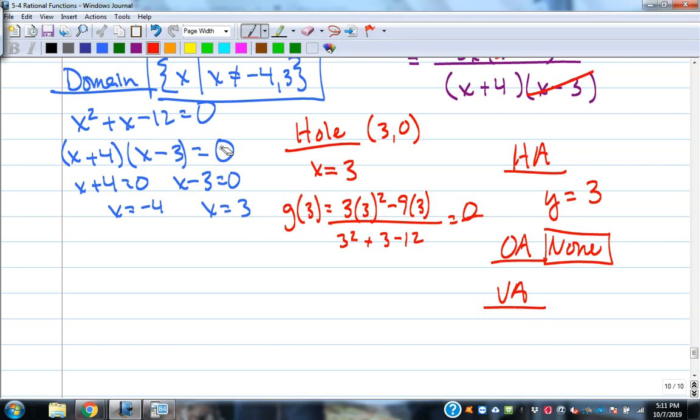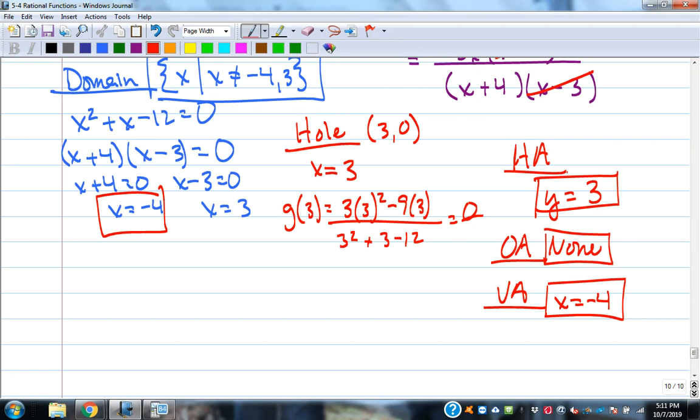Remember that x minus 3 cancels out. So what's the only one that's left? The x plus 4, and its equation is right there. It's at x equals -4. There's our vertical asymptote. So we have a horizontal asymptote at y equals 3, a vertical asymptote at -4, a hole on the graph at x equals 3, y equals 0. That's a whole ordered pair that's empty.